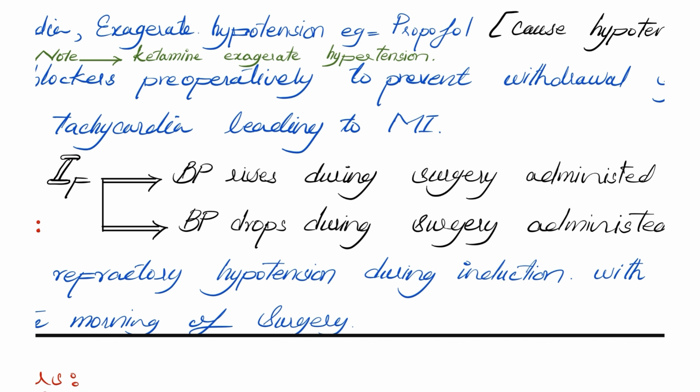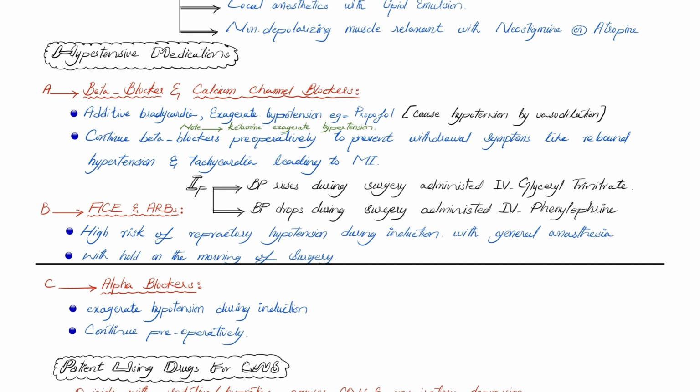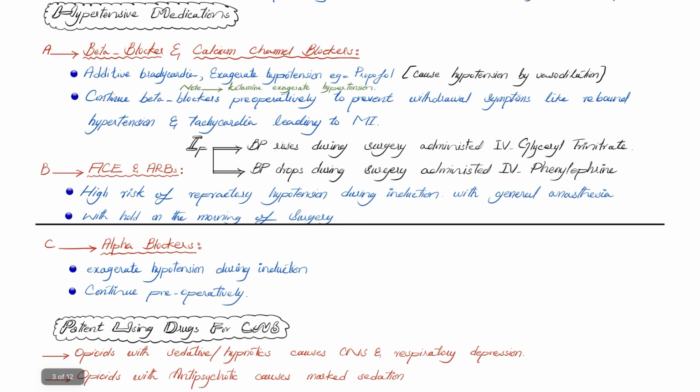But we have to continue beta blockers pre-operatively. Why? Because it leads to withdrawal symptoms if we stop the beta blocker earlier. The withdrawal symptoms can be rebound hypertension and tachycardia, which ultimately leads to a myocardial infarction. So that's why beta blockers should be continued pre-operatively.